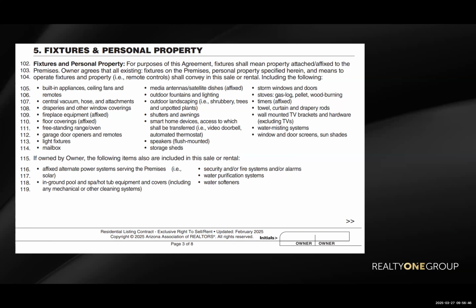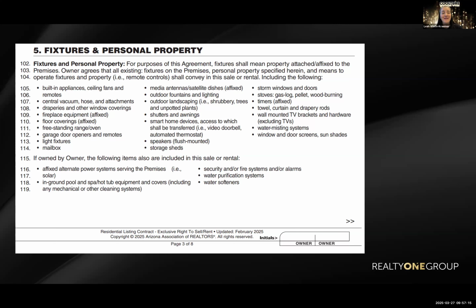Yeah, no problem. If owned by owner, the following items are also included in the sale or rental. Okay, so that's the critical part. If they are not owned, they need to disclose that. There's a place for that on the SPDS. Ideally, we would know about this as well. Solar being the big one because we're going to need a solar addendum, of course. But other things that may not be owned: water softeners, purification systems, security systems, and in-ground pool and spa hot tub equipment and covers.